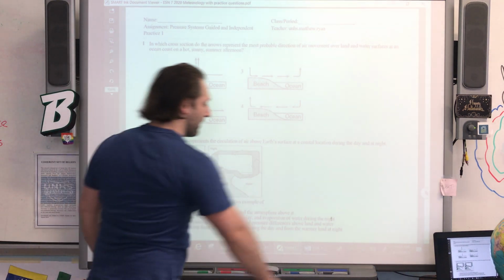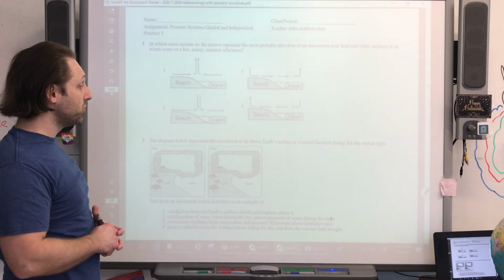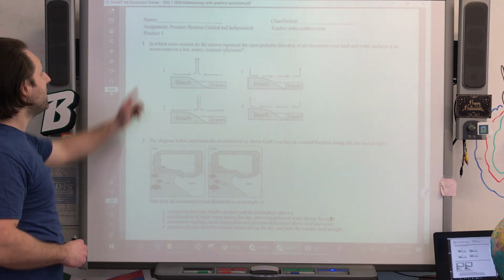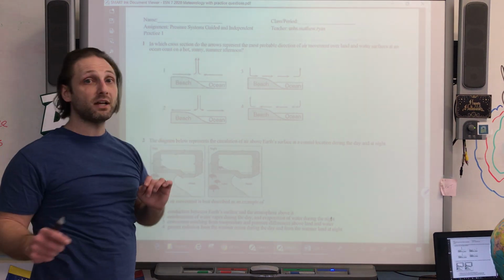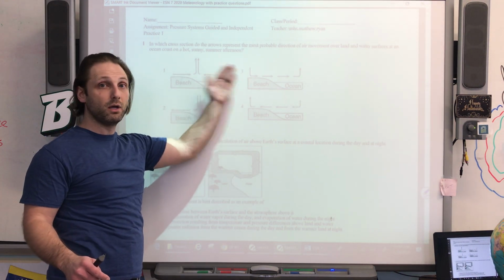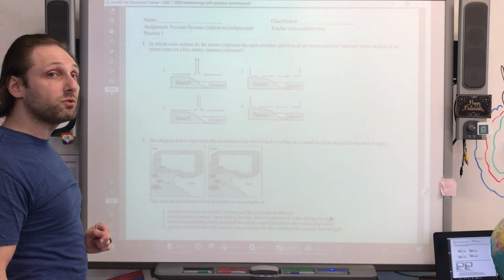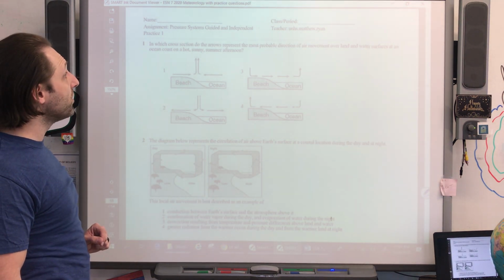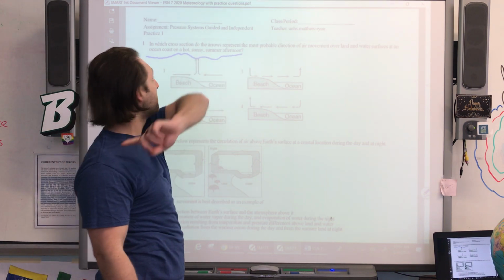All right, now that you've had an opportunity to pause the video, I hope you've given this your best shot, read through the question, maybe annotated if you needed to on the diagrams or in the question or answer. So question 1, in which cross-section, cross-section is a cutaway view, all right? Which cross-section do the arrows represent the most probable direction of air movement over land and water surfaces at an ocean coast on a hot, sunny summer day?